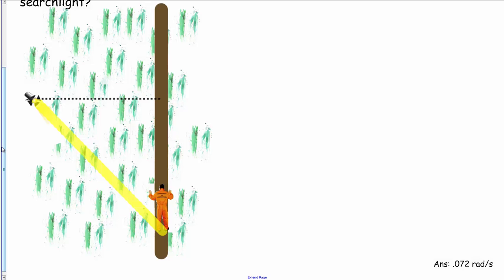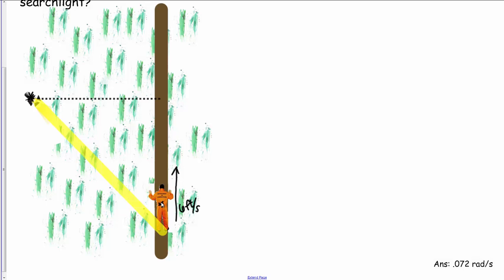Okay, so we have a convict walking along a straight path in the prison yard at a speed of 6 feet per second. So here's my convict, and he's walking along this path. And we know he's going at a rate of 6 feet per second. Okay, what else do we know? We know a searchlight, so here's my searchlight over here.